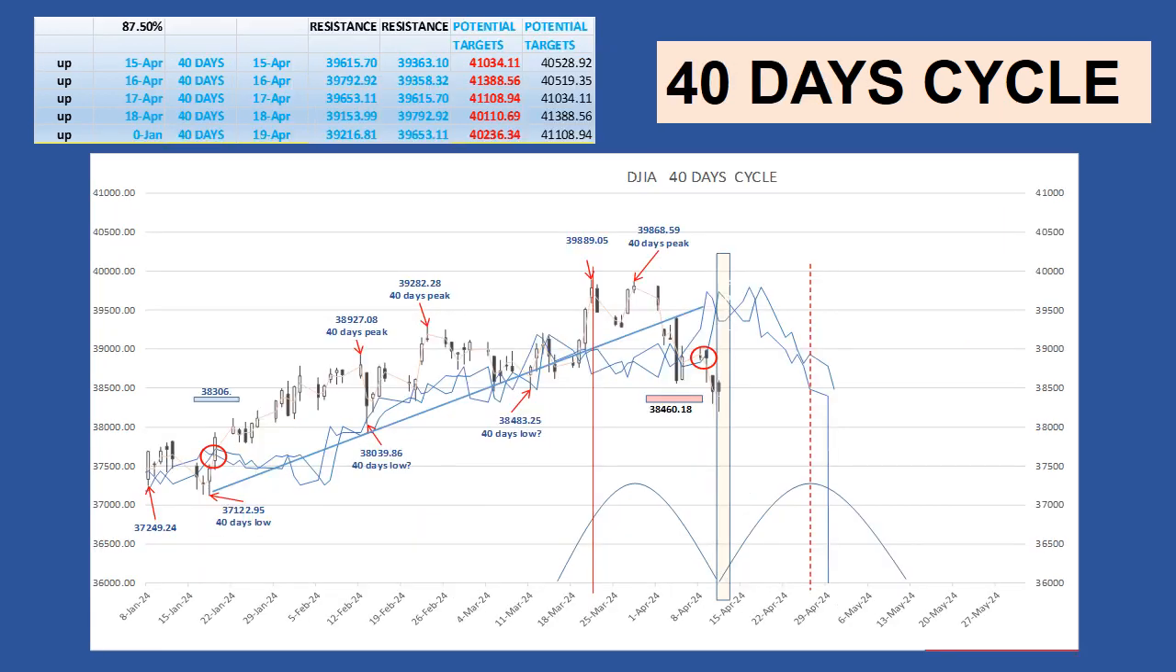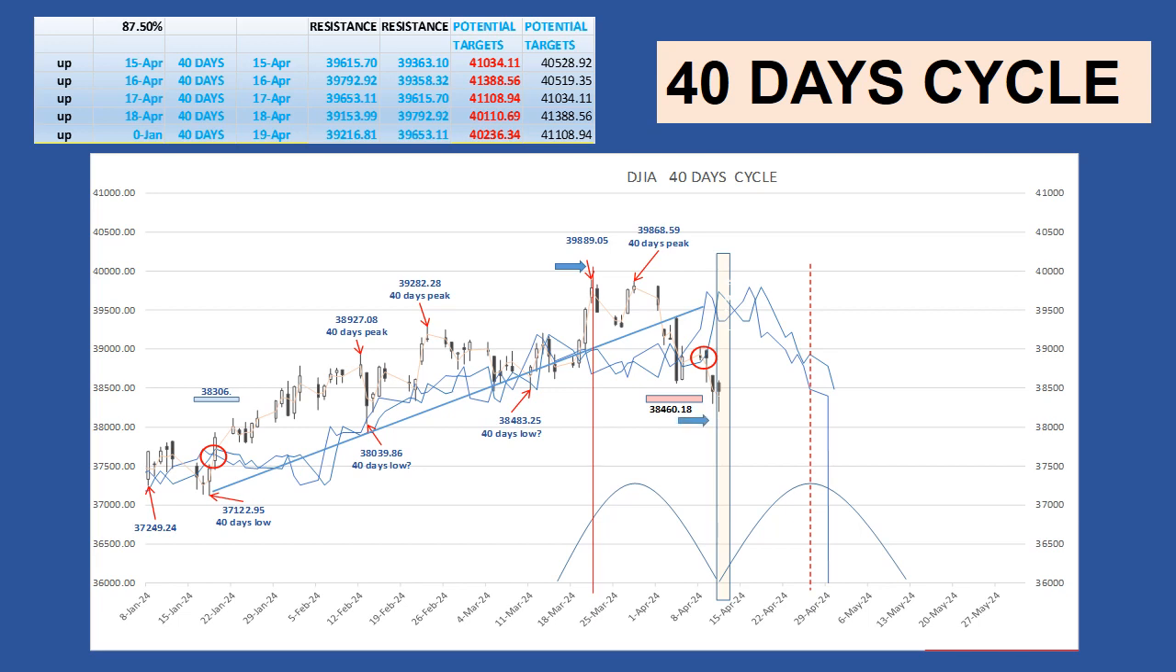Let's start with the 40-day cycle. In my last week update, I mentioned the Dow Jones Industrial Average had formed the 40-day cycle peak on March 28th, and was on its way to form its 40-day low on April 14th.